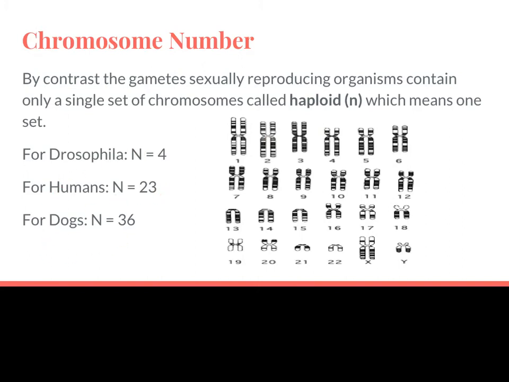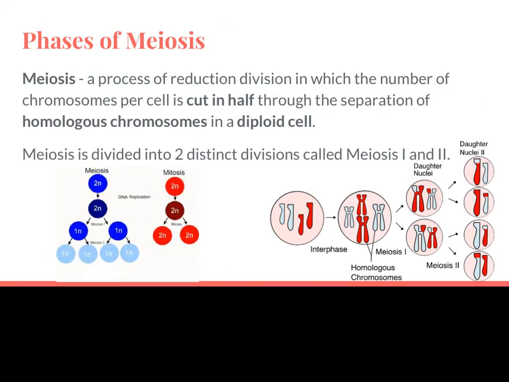For dogs, N would be 36, which means that our sperm and our egg actually contain half of the necessary genetic information. And when sperm and egg meet and it makes you, one cell, that's where we recombine and get to that 46 number. All right, put your seatbelts on.